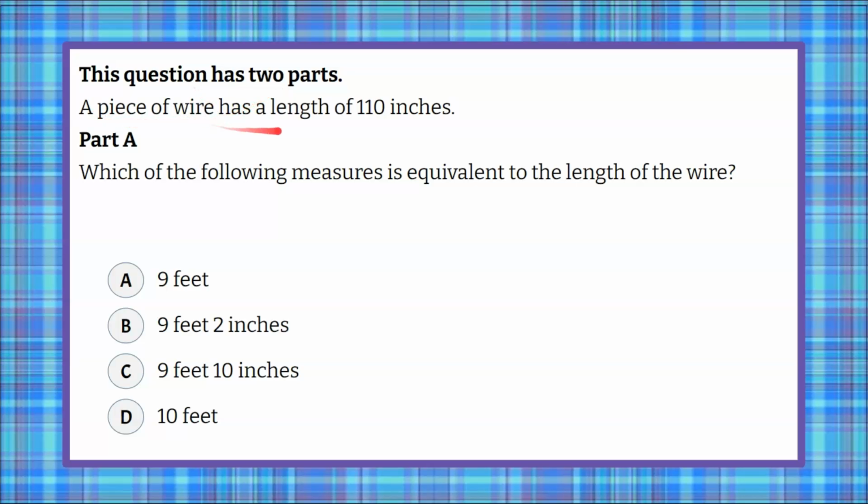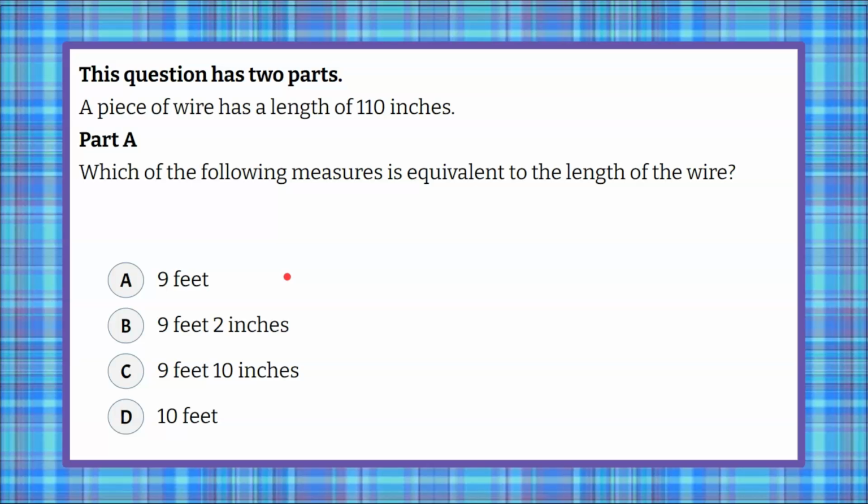A piece of wire has a length of 110 inches. Here's part A. Which of the following measures is equivalent to the length of the wire? And you're given 4 answer choices. Here's where I'd like you to pause the video, do your best work, and then come back to see mine.